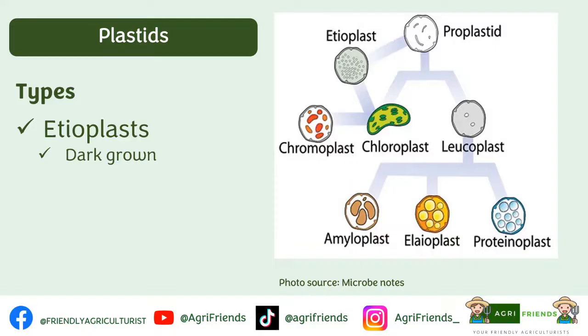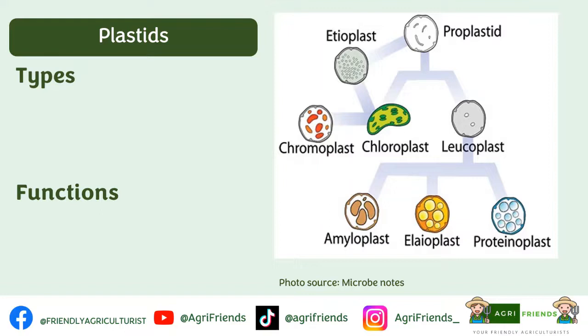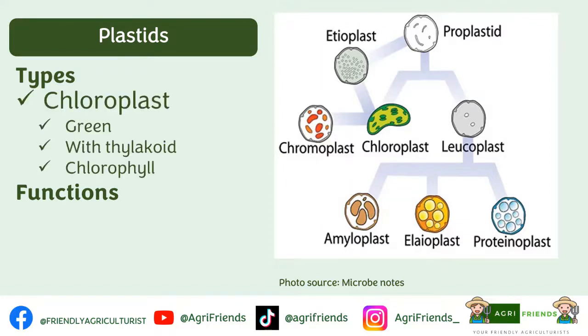Etioplasts are specialized intermediate plastid types that are mostly found in dark-grown seedlings, and they may be converted into chromoplasts and chloroplasts upon light exposure. Chloroplasts, on the other hand, are the green plastids, so their color is due to the pigment chlorophyll. These are the plastids found in photosynthetic organisms.